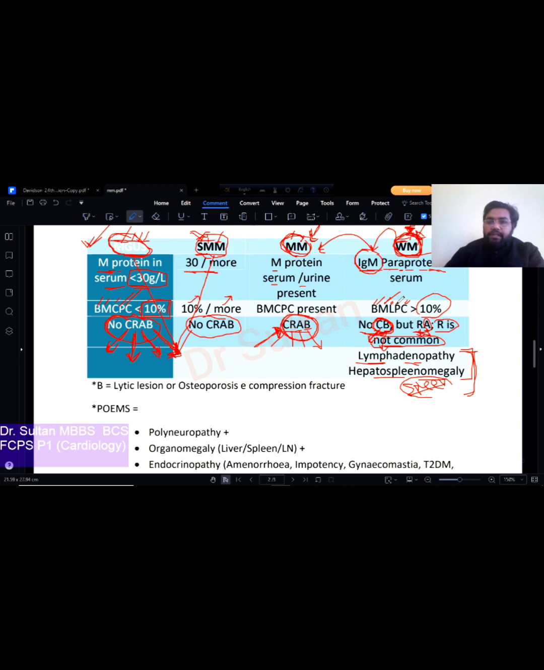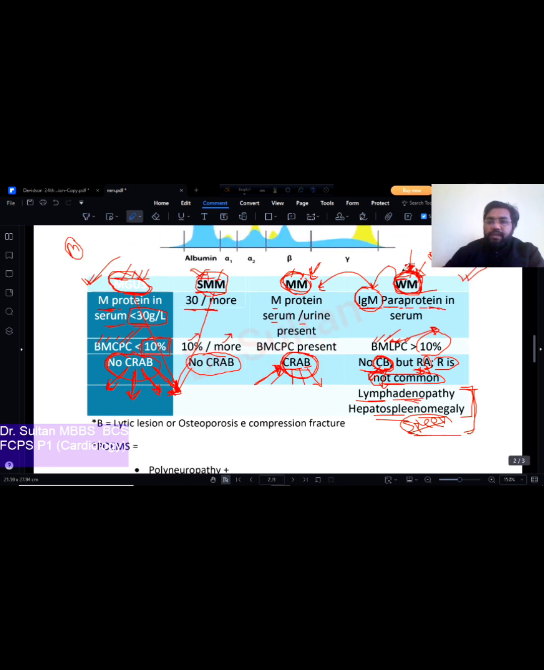Like there is lymphoplasmacytic cell in the bone marrow. Okay, so you see here the lymphoid. Okay, and also the lymphadenopathy, hepatosplenomegaly or splenomegaly. So lymphoid involvement will be in case of Waldenstrom macroglobulinemia.